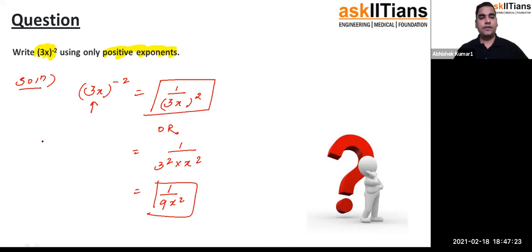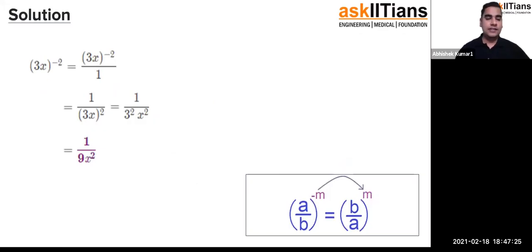Okay, check out. Now what do we have? This is the solution for your reference, guys. What were we provided? We were provided 3x raised to the power minus 2. This can be written as 3x raised to the power minus 2 over 1. And what will be the reciprocal of that? That will be 1 upon 3x raised to the power plus 2. And this can be written as 1 upon 3 raised to the power 2 into x raised to the power 2. And you will have 1 upon 9x square.